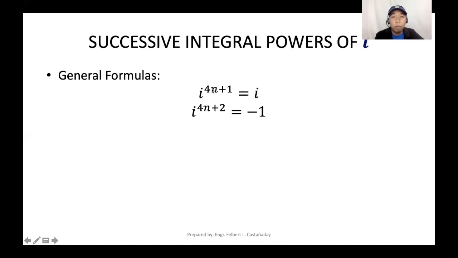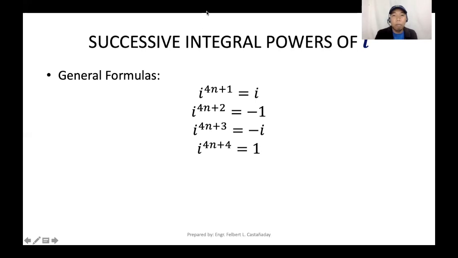So i raised to 4n plus 1 is equal to i. It means that i with a power divisible by 4 plus 1, the answer will be i. Next, i with a power divisible by 4 plus 2 is equal to negative 1. i with a power divisible by 4 plus 3 in the exponent is equal to negative i. And finally, i raised to 4n plus 4 is equal to 1.